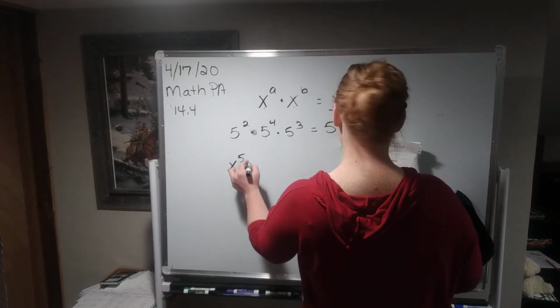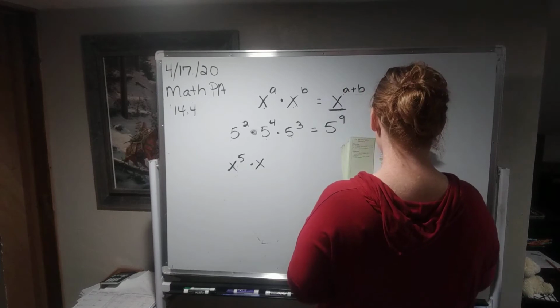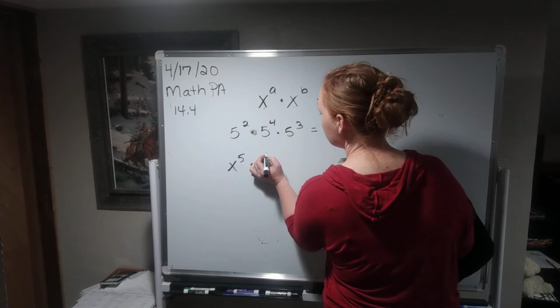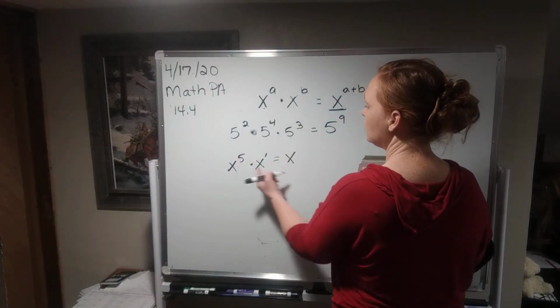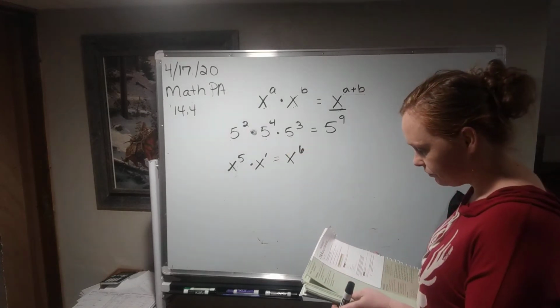x to the 5th times x. Well, what do we put here if it doesn't have any exponent? A 1. So it's going to equal x to the 1st. I keep the base and I add the exponents. It'll be x to the 6th power.